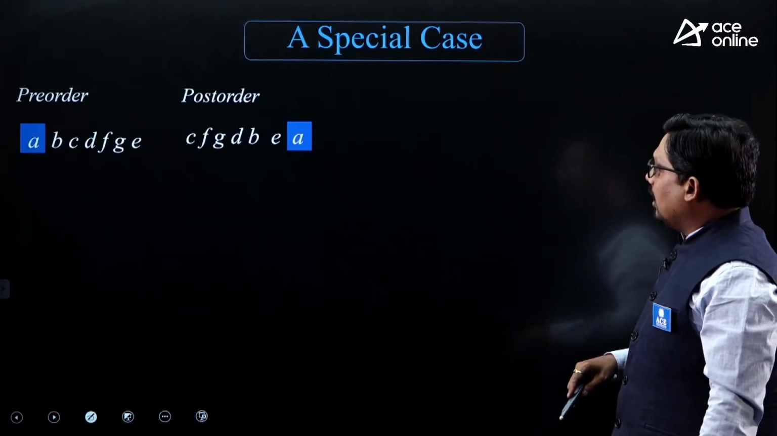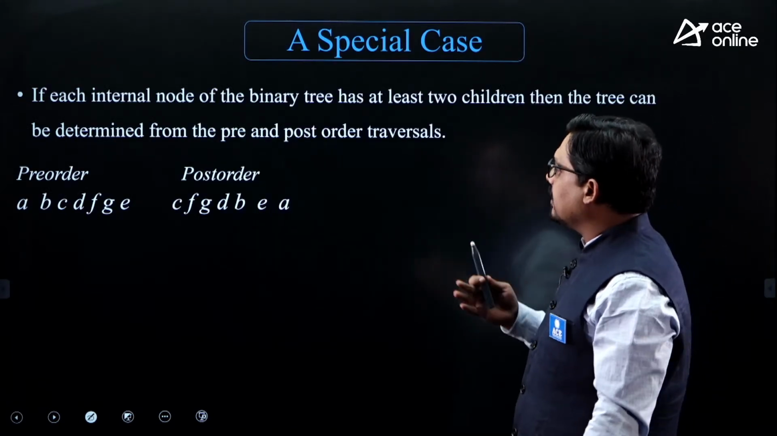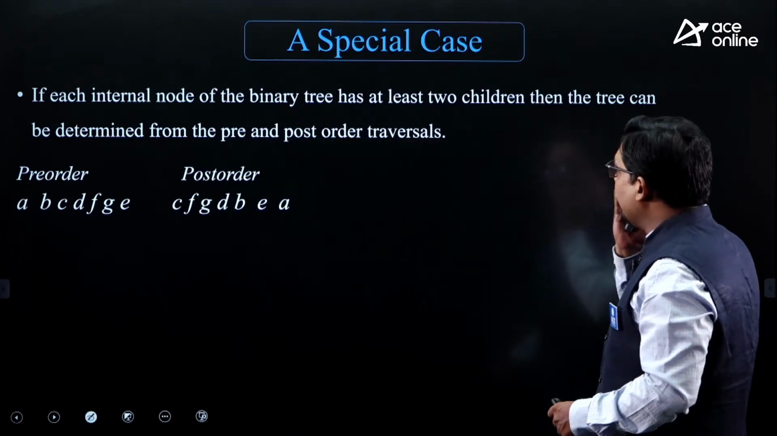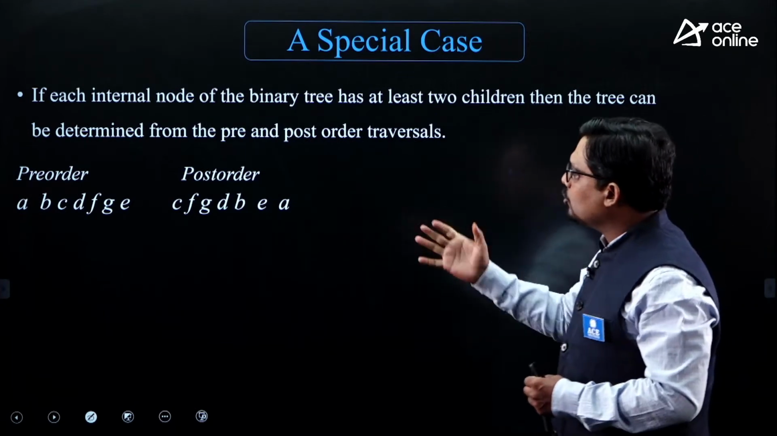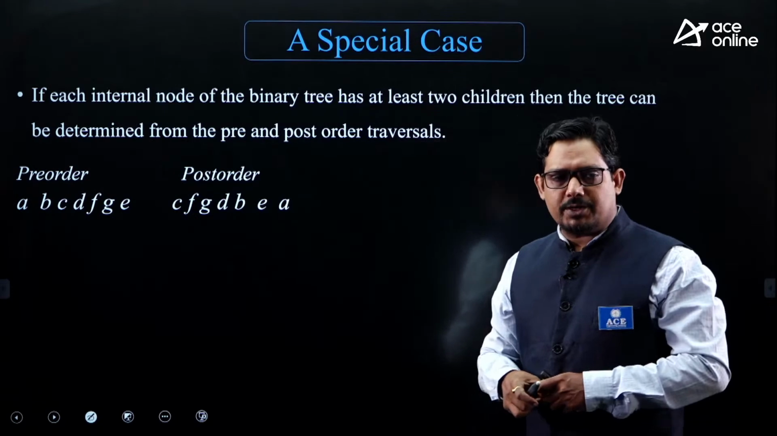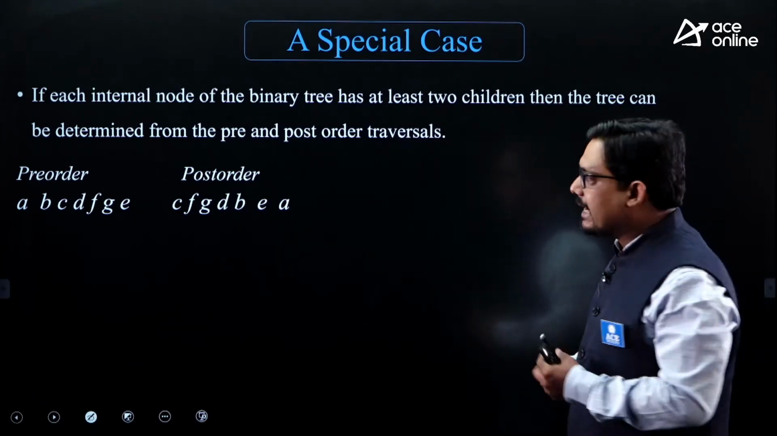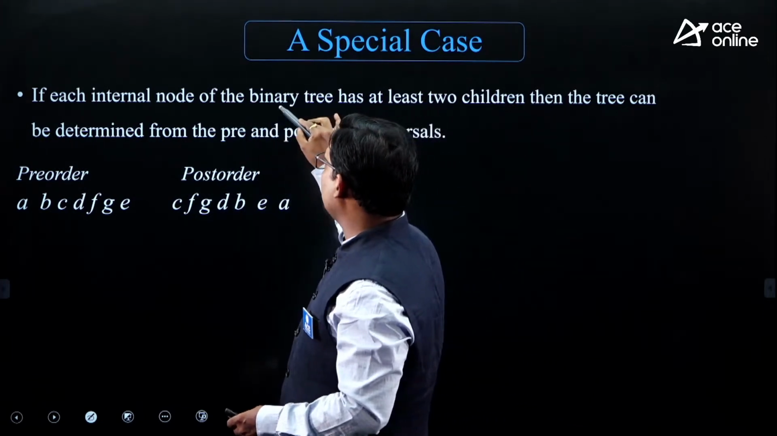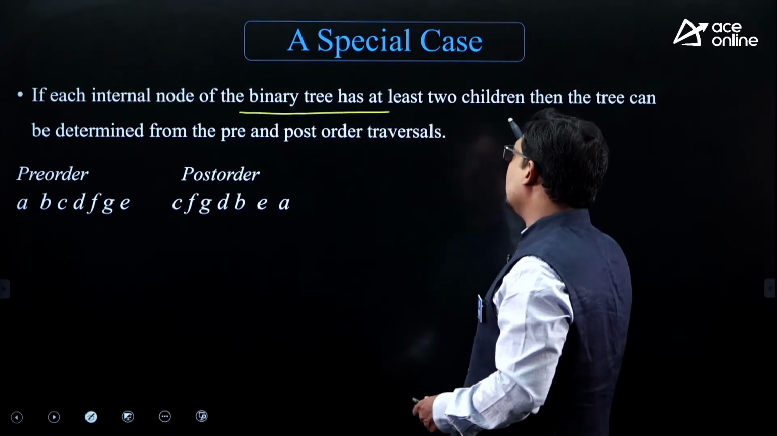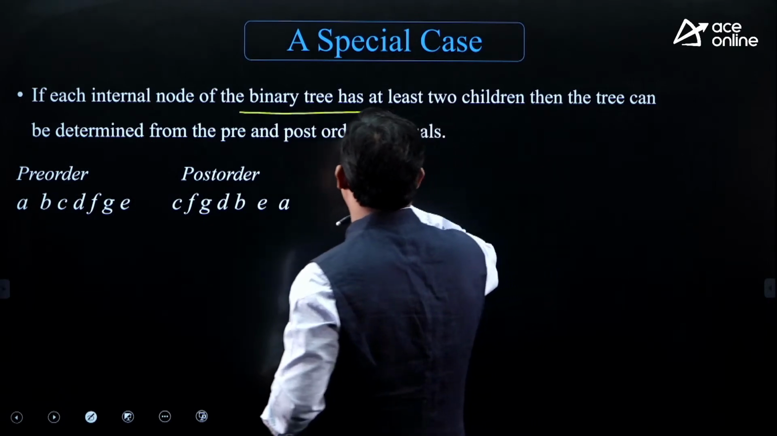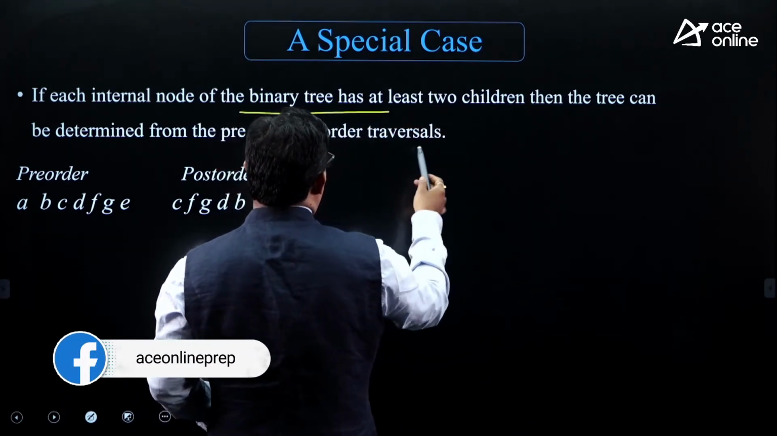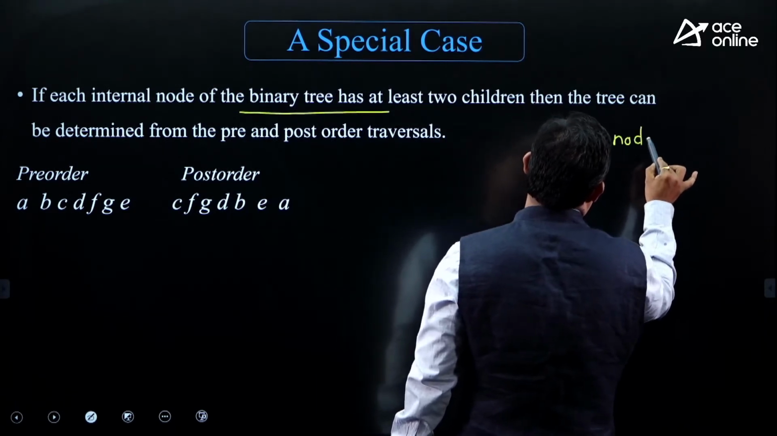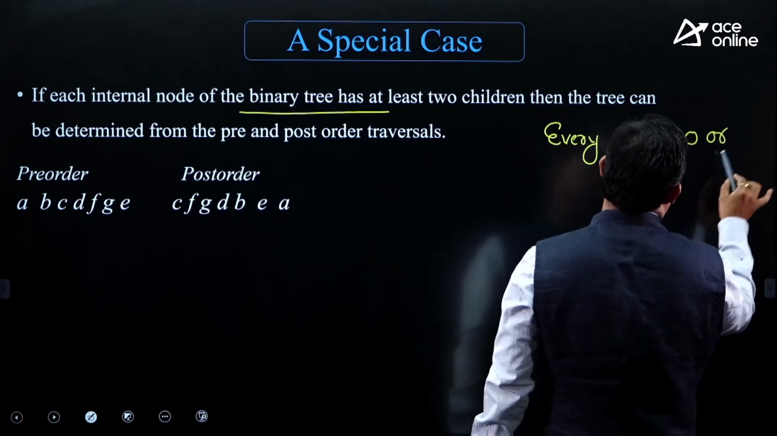Now we have the last concept here because we are out of time and the agenda could not be fulfilled, but still. We have a few special cases where we can use the post-order and pre-order traversal and get the tree out of it. So the next part is getting the tree from the post-order and pre-order traversal. The special case that I am talking about is that each internal node of the binary tree has at least two children. So every node has either 0 or 2 children.